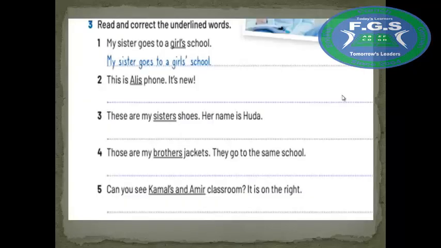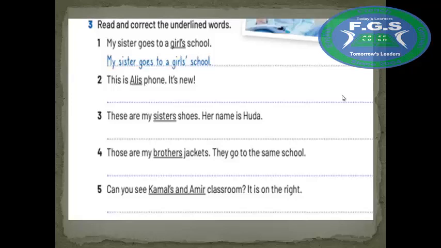There are some questions. Read and correct the underlined words. Number 1 is answered. My sister goes to a girl's school. A girl's here is wrong. The right one, my sister goes to a girls' school. We have to put apostrophe because the girls here is a plural noun. Number 2, who can answer it?